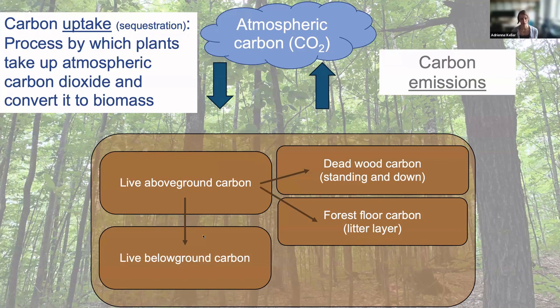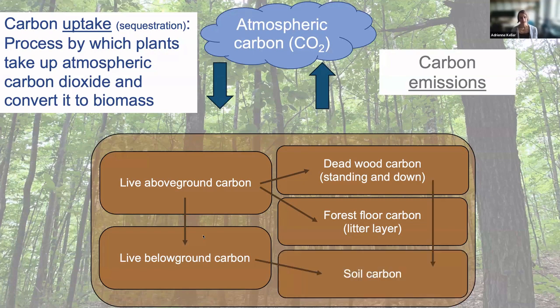But once those tissues have photosynthesized and we've increased our carbon pool in the live above ground carbon pool, that carbon can then move into below ground tissues like roots and mycorrhizal fungi. Some of that is going to move eventually into dead wood carbon, both standing and downed woody debris, as well as into your forest floor carbon or your litter layer, depending on what ecosystem you're in. And some of that carbon is eventually going to move into your soil pools, which, as we mentioned before, are quite important for and quite large in many ecosystems, particularly forests and grasslands.